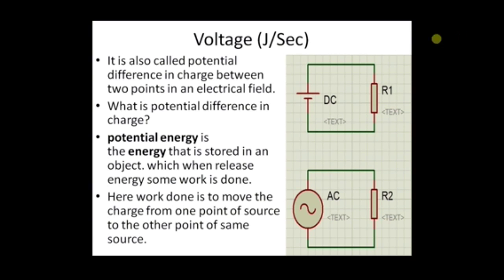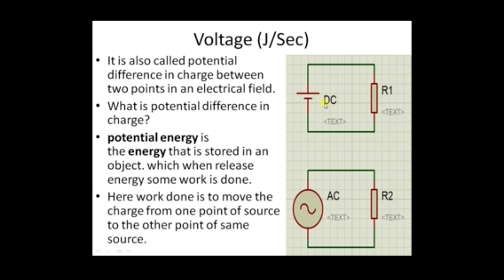Voltage is expressed as joules per second. Joules is energy. How much energy is flowing per second, that is voltage. It is also called a potential difference in a charge between 2 points in an electric field. I have told you that this battery, which is voltage, is nothing but the difference in the energy of this point and this point. Meaning this point has some energy and this point also has some energy, and the difference between these two energies is nothing but a voltage.